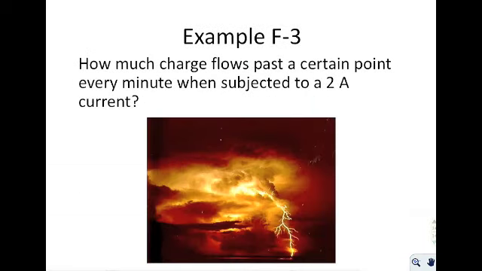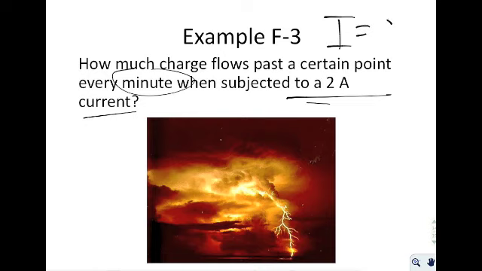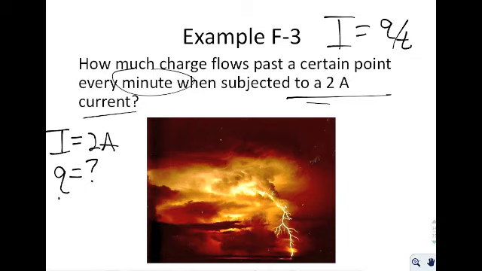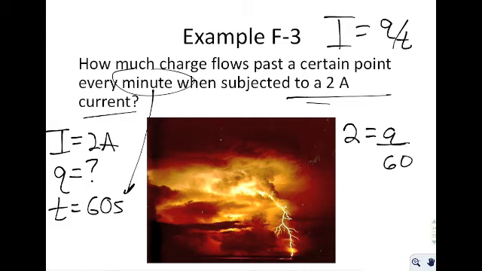And our last example says how much charge flows past a certain point every minute when subjected to 2 amps of current. So we're going to do I equals Q over T again. And we have our I is 2 amps. We have our Q is what we're trying to solve for. And our time in this case is 60 seconds. You should know that 1 minute is 60 seconds. So now we plug in our numbers. We would say 2 equals Q over 60. Multiply both sides by 60, and when you do that, you get 120 coulombs equals Q.